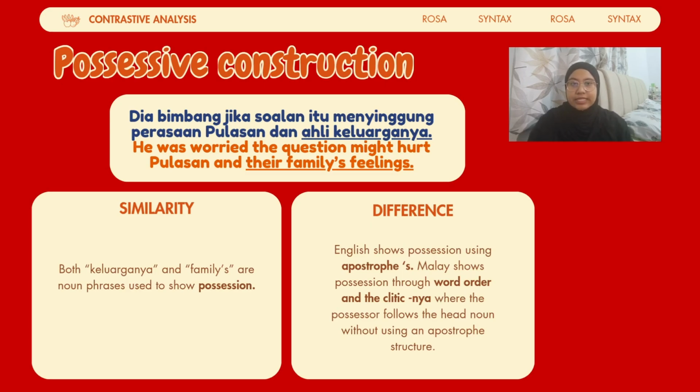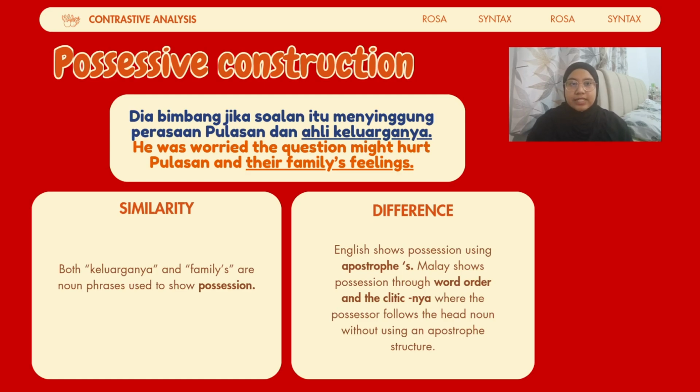The similarity between these phrases is that both are used to show possession or ownership. In both languages, the phrases indicate that the feelings belong to the family. Therefore, both Malay and English use possessive structures to express a relationship between people and things. However, the difference lies in how possession is formed syntactically in each language.